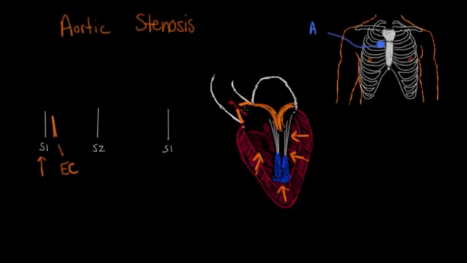When the valve first opens, you're going to get a little bit of blood flow through this valve. As the heart continues to contract more and more, as shown by these arrows, squeezing out more and more forcefully, you get more and more flow.